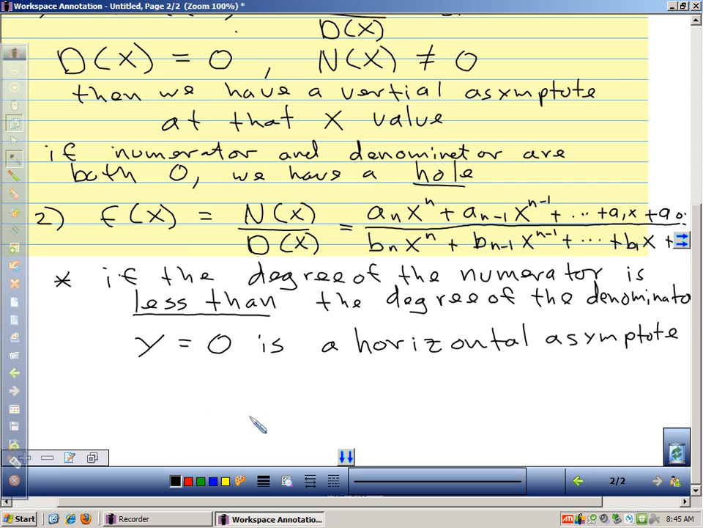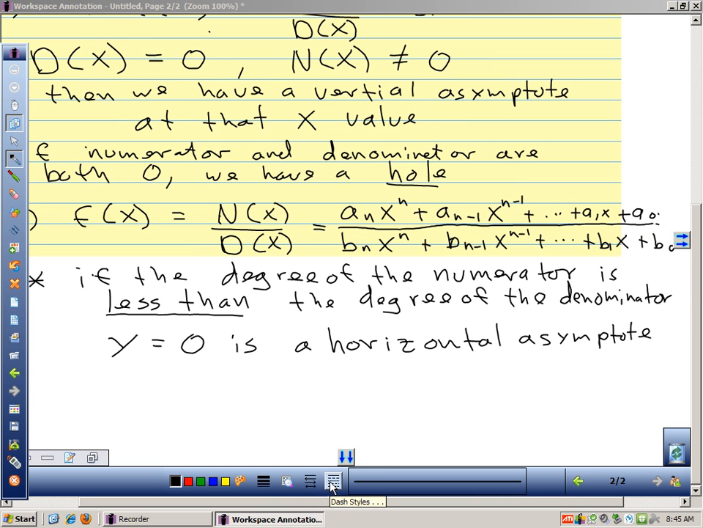Are we good before I move on? We have a couple more rules having to do with the degree of the numerator and denominator. Could you leave that up first? Okay. Are you good? All right.